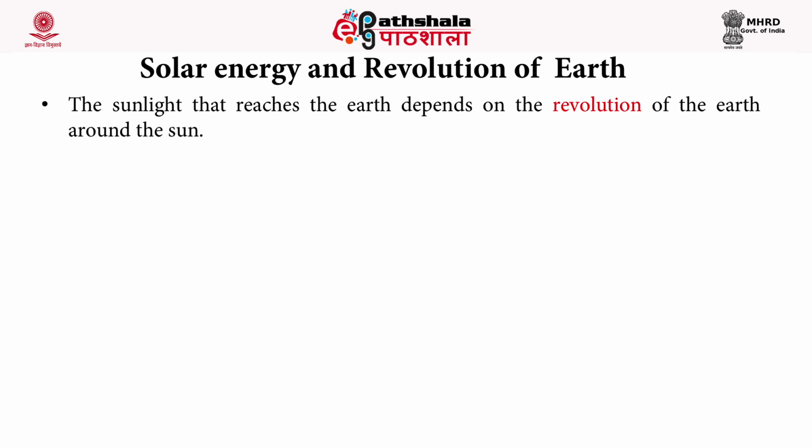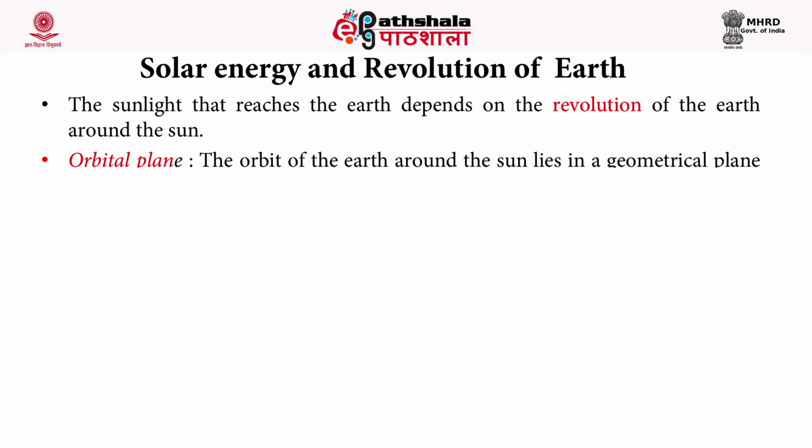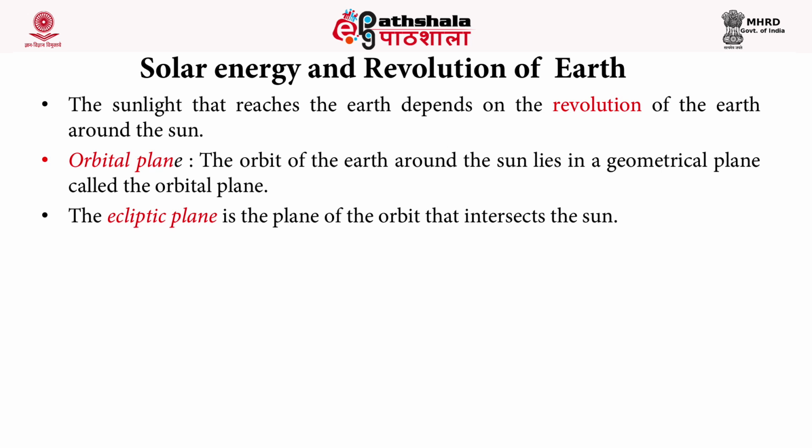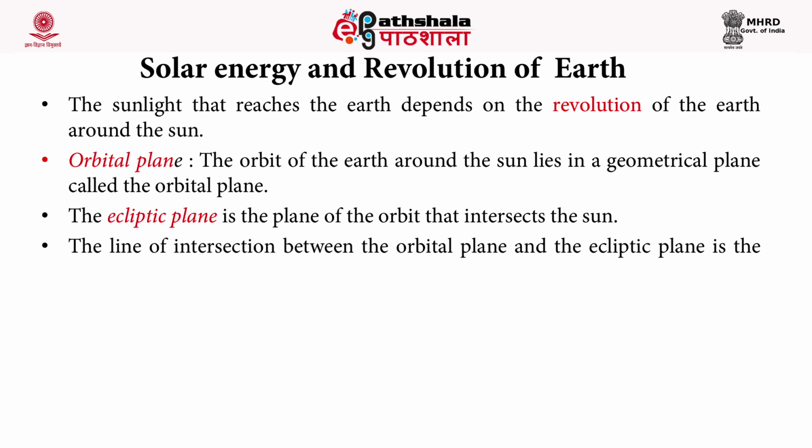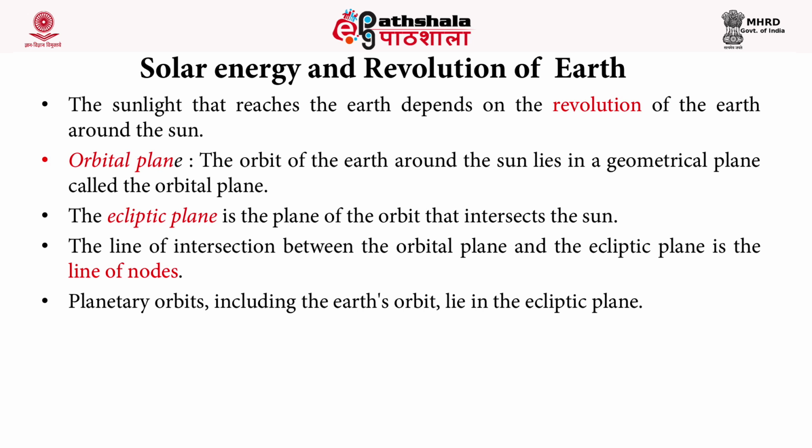The sunlight that reaches the earth depends on the revolution of the earth around the sun. The orbit of the earth around the sun lies in a geometrical plane that is known as the orbital plane. The plane of orbit that intersects the sun is known as the ecliptic plane. The line of intersection between the orbital plane and the ecliptic plane is known as the line of nodes. The planetary orbits, including the Earth's orbit, lie in the ecliptic plane.